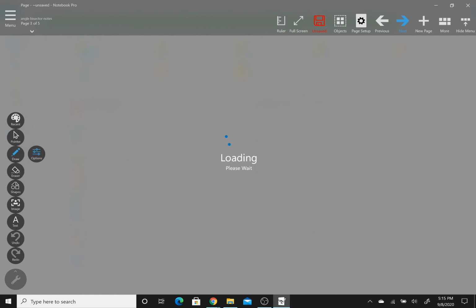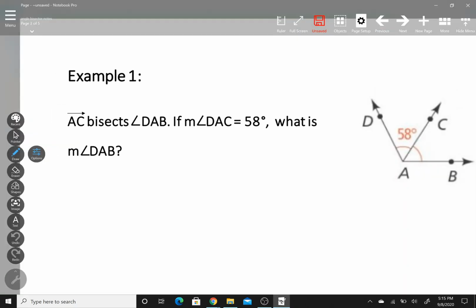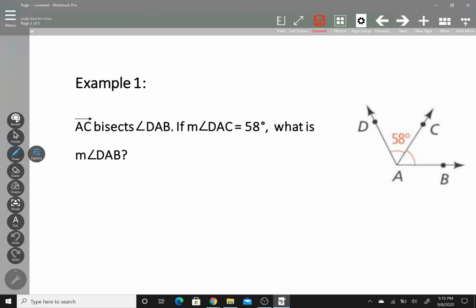So we will do our first example. It says ray AC bisects angle DAB. If the measure of angle DAC is 58 degrees, what is the measure of angle DAB? Okay, so it's bisecting, so we know the two angles here are congruent. Also, you can use these markings. This arc matches the same number of arcs over here. They both have one arc drawn on them, so that means that they are congruent. So if this one's 58, the other one is 58.